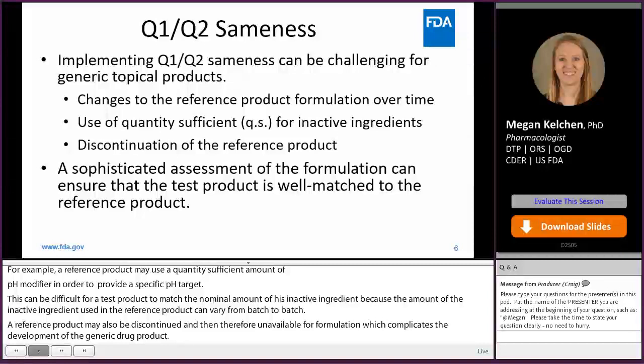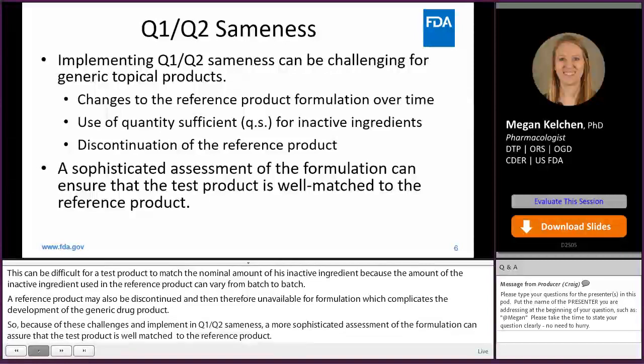And this is a key point I want to reiterate, that when we are looking at a formulation assessment, we want to ensure that the test product is well matched. And in order to ensure that these products are actually well matched, we may need a more nuanced assessment of the formulation that goes beyond Q1, Q2 assessment.